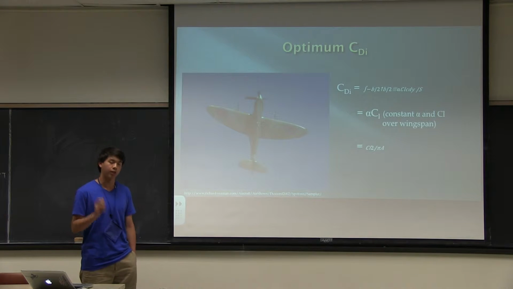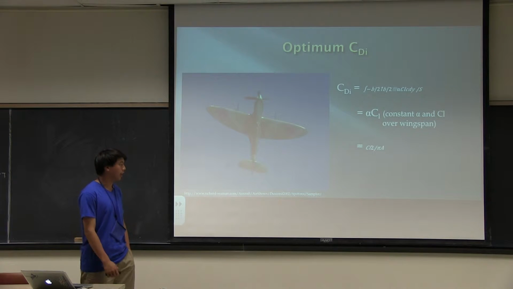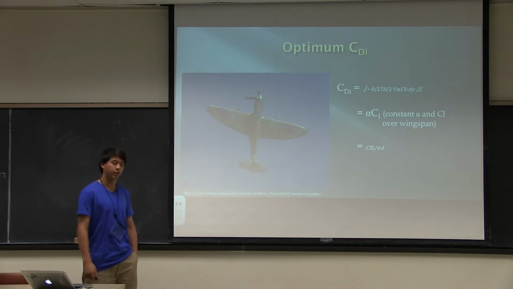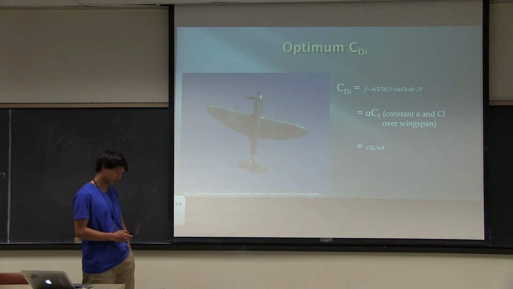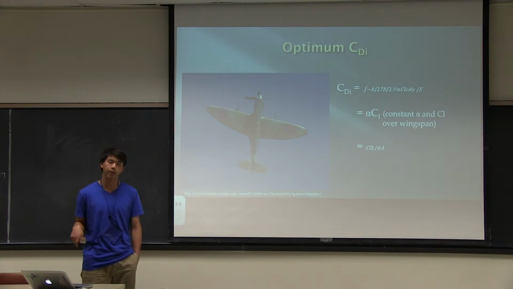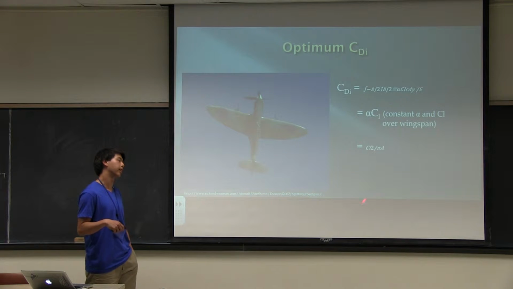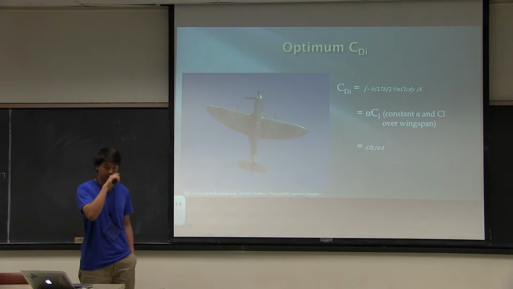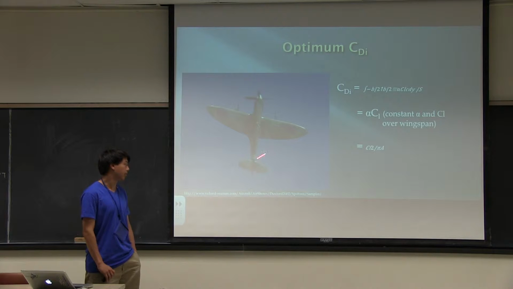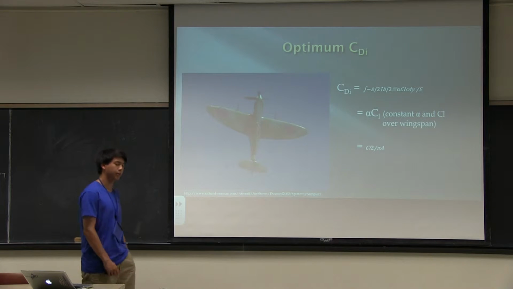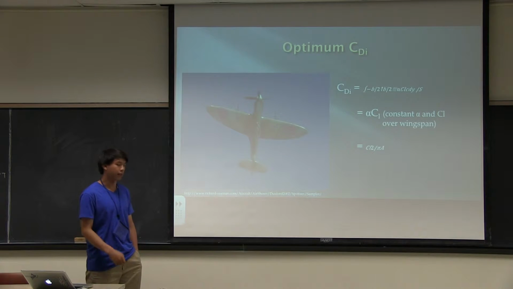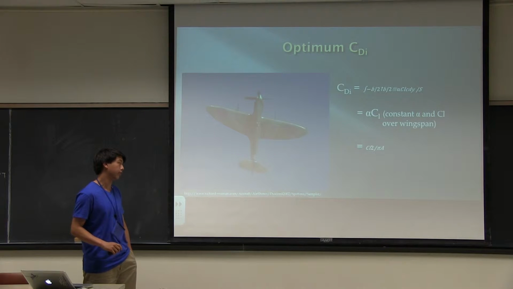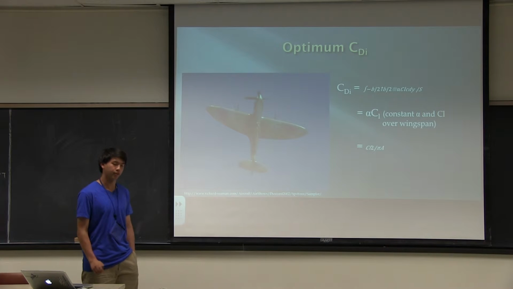For an untwisted elliptical wing, the angle of attack alpha and coefficient of lift are constant. So if you solve this integral, you get this. And adding another equation for angle of attack, you get coefficient of lift squared over pi A. This is the optimum coefficient of induced drag you can have, and that's for elliptical wings. The most notable example is this plane called the Spitfire, used in World War II. For other plane shapes, the expression for coefficient of induced drag is very similar. It's basically this form, adding a small number.